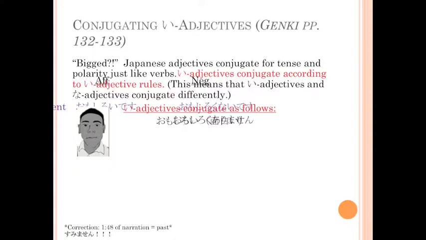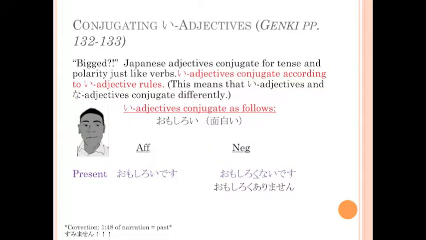I-adjectives in the present tense conjugate like this. For the present affirmative, we simply add desu to the end of the adjective. So, it is interesting would be omoshiroi desu. For the present negative, we have to do a few things. First, we will drop the i from our i-adjective. This is a procedure that you should hold near and dear to your heart. With the exception of the present affirmative, i-adjective conjugation begins by dropping the i.